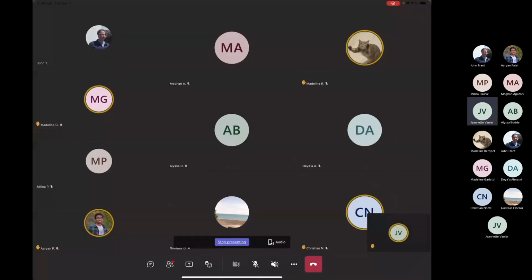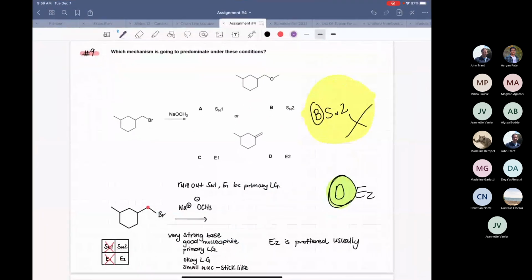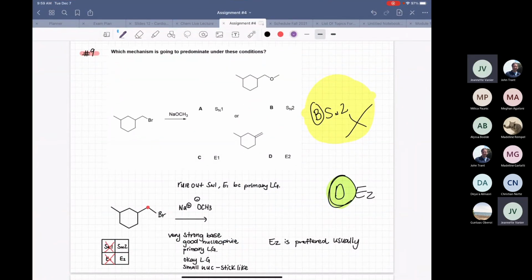Hi. Can you see my screen? Yeah. Okay, so I'll try to be really fast about this. This question, I was debating between E2 and SN2, and I was just wondering why it's SN2 and not E2. Primary leaving group, very small nucleophile. Okay, so is this not a strong base? I read strong base, but it's also a strong nucleophile. So does that predominate?